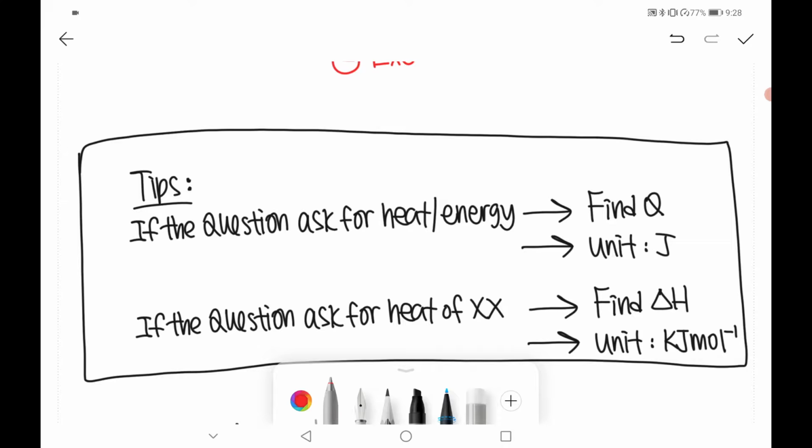If the question asks you to find the heat or energy, the unit is joule. We learned before in your science, right? In PT3 science, you learned that the unit of energy is joule. If you want to find heat or energy, the unit must be joule.